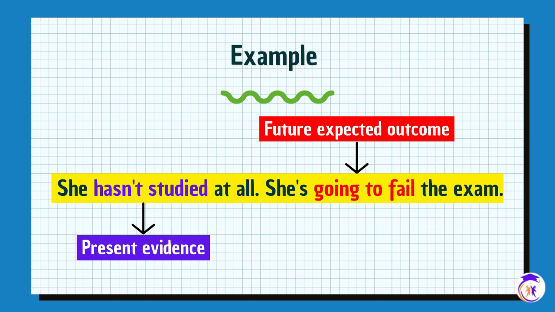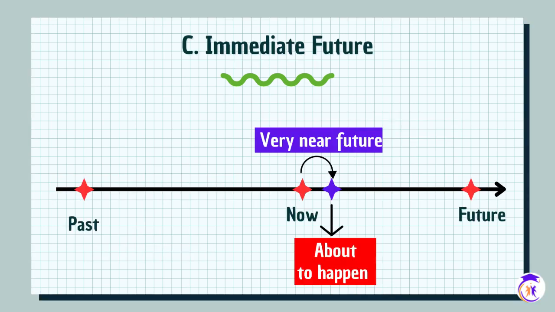In this case, using the going to plus verb formula to express the future is completely relevant. The lack of preparation leads to a logical prediction of failure. Immediate future. Going to can also describe actions or events that are about to happen very soon.